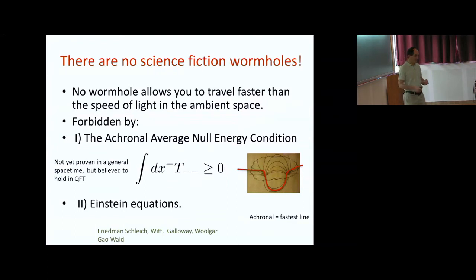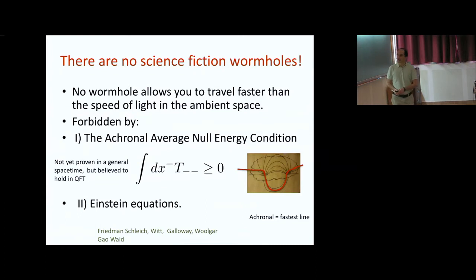So a science-fiction wormhole is a wormhole where these two points are further apart in the ambient space than the distance through the wormhole, okay? In principle, just from the geometric point of view, this can very well happen. But such geometries do not obey Einstein's equations with the integrated null energy condition. So if you assume that Einstein's equations hold and this average null energy condition holds, then they are forbidden.